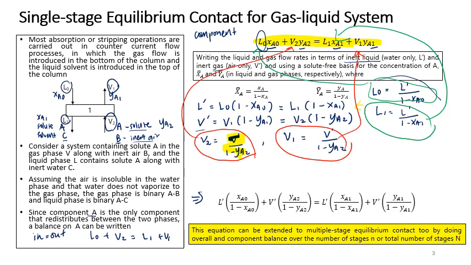Okay, so this equation can be extended to multiple-stage equilibrium contact too by doing an overall component balance. We will do that. So this one is just for the single-stage equilibrium contact for a gas-liquid system.